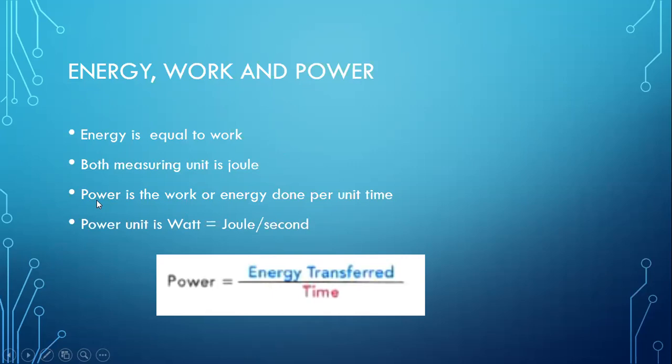And we can say, guys, power is the work or energy done per unit time. So how much time you take in order to finish this work or in order to transfer this energy is called power. And the power unit is the watt. Also, we can say that the watt is the energy unit, which is joule, divided by the time, which is second. So watt is equal to joule per second.